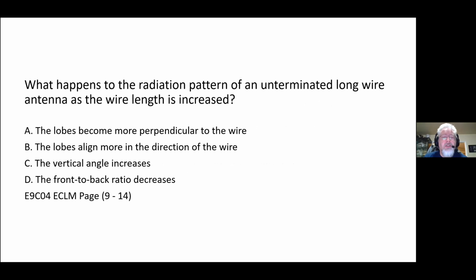What happens to the radiation pattern of an unterminated long wire antenna as the wire length is increased? A, the lobes become more perpendicular to the wire. B, the lobes align more in the direction of the wire. C, the vertical angle increases. D, the front to back ratio decreases. Bravo. Bravo is correct. The lobes align more in the direction of the wire.